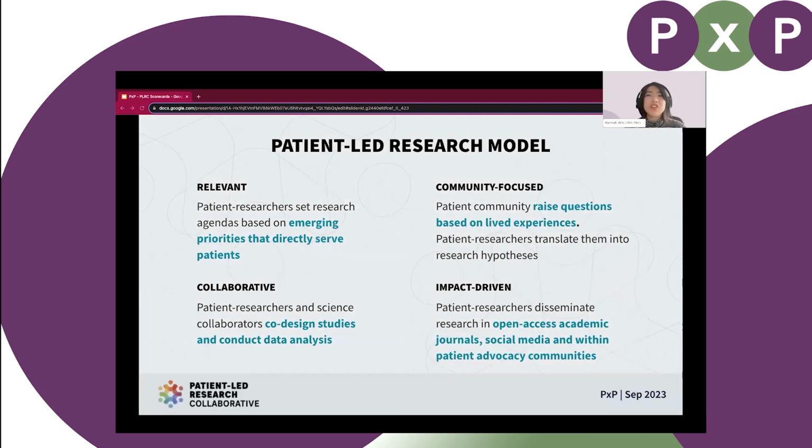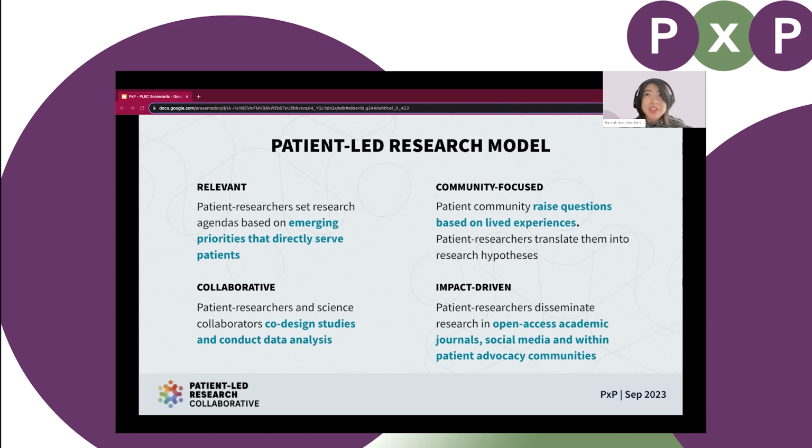And I'll talk a little bit about our patient-led research model now. We run our team and projects based on principles of patient-led research, and this prioritizes several things. We look for relevant research. We set research agendas based on relevant priorities that directly serve patients. We look for collaboration, meaningful collaboration with the science community. This means co-designing studies and doing analysis side by side with both teams.